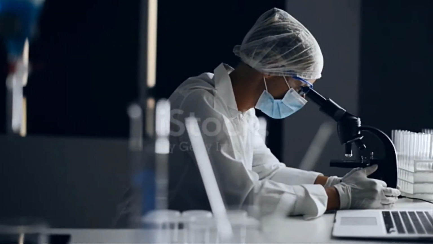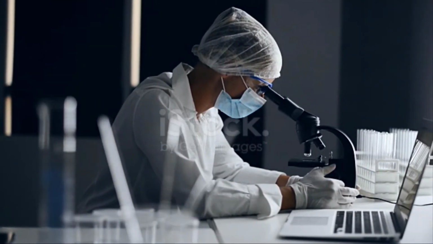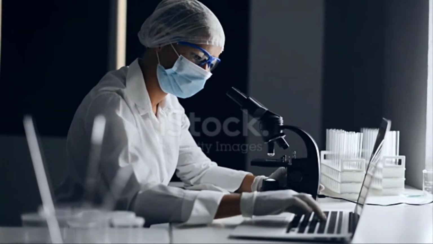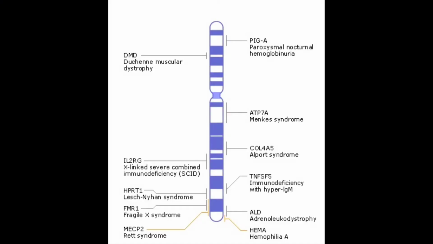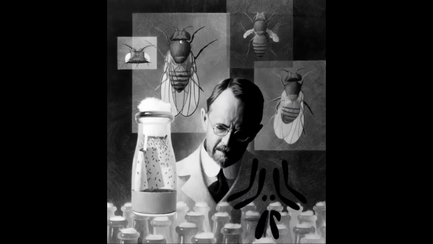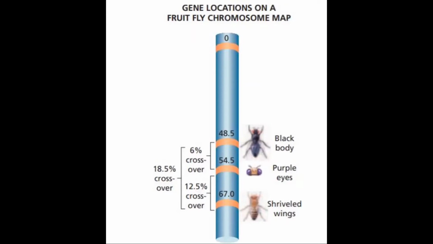Researchers conduct breeding experiments and use the resulting data to prepare a chromosome map. A chromosome map is a diagram that shows the linear order of genes on a chromosome. Alfred Sturtevant, one of Morgan's students, made the first chromosome map for flies, as shown in this figure.